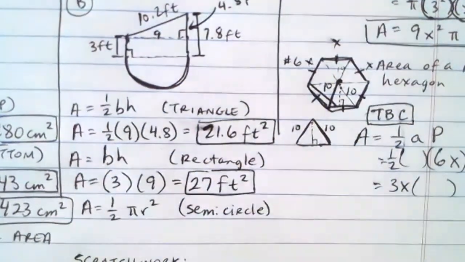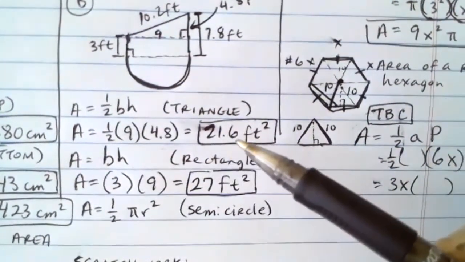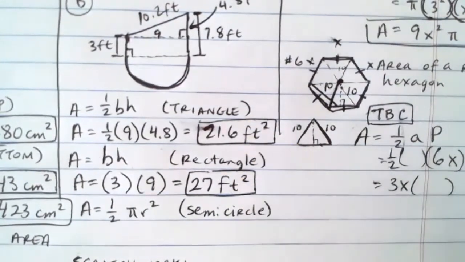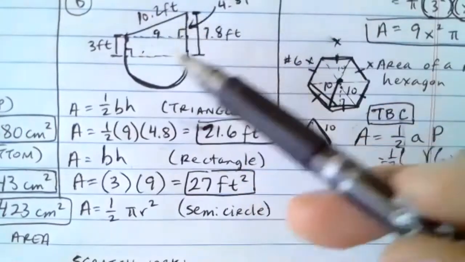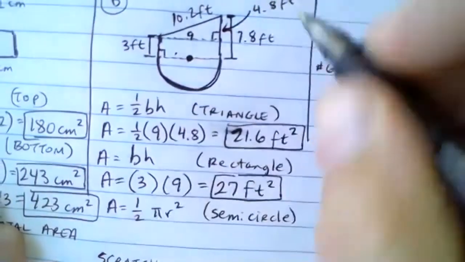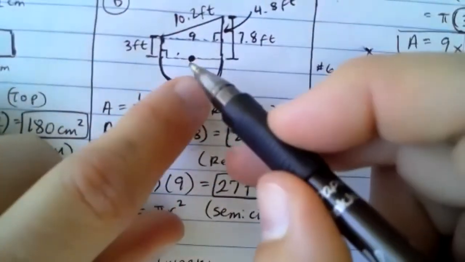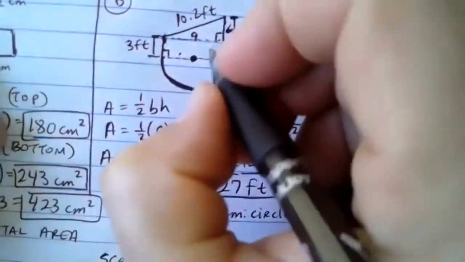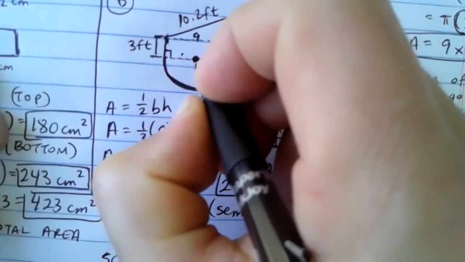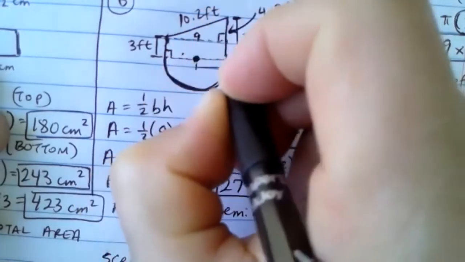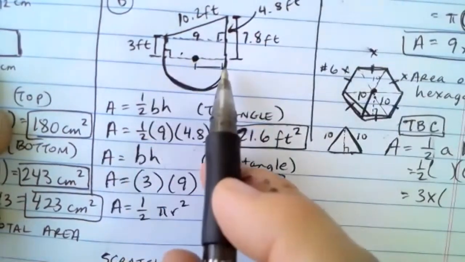So far we've got 2 areas: we've got 21.6 feet squared, and we've got 27 feet squared. We can add these together to make this composite shape. But we're not through yet because we still have the semicircle, okay? Remember, a semicircle is kind of like a circle. So I'm going to put this little dot in the middle, and if I put that dot in the middle, that's going to give me the diameter, right? So this would be the diameter of my circle.